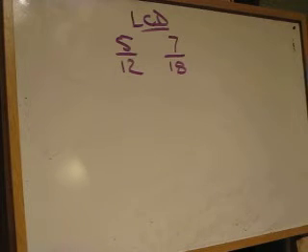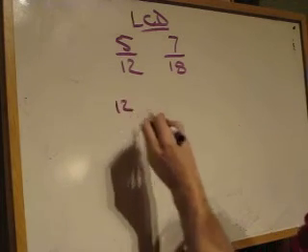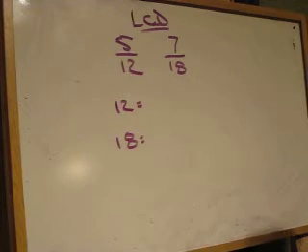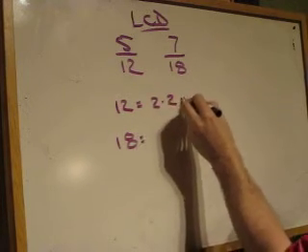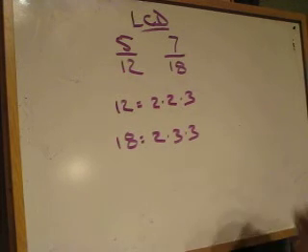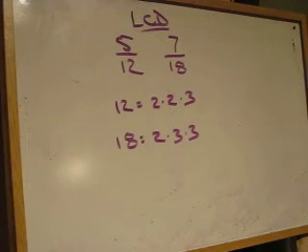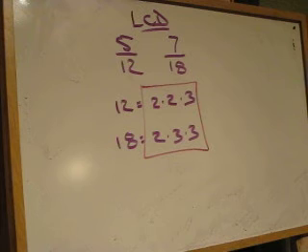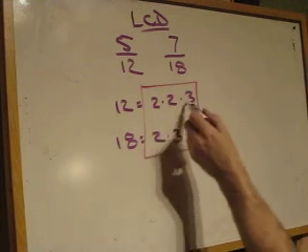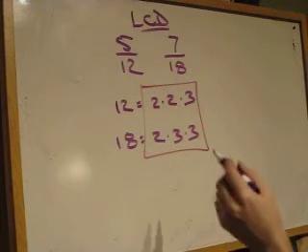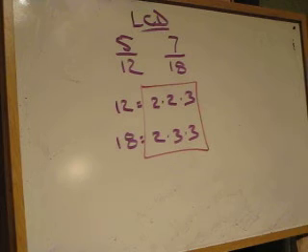So what I do is I take the denominator for both of them, put a little equal sign here, and I write out the prime factors. 2 times 2 times 3, and 2 times 3 times 3. Okay, so these are my prime factors for each one of those numbers. And what I'm going to do now is look at the top row and the bottom row and see what I've got. And I'm going to circle the group of numbers that I have the most of.